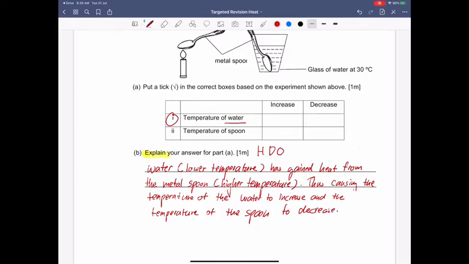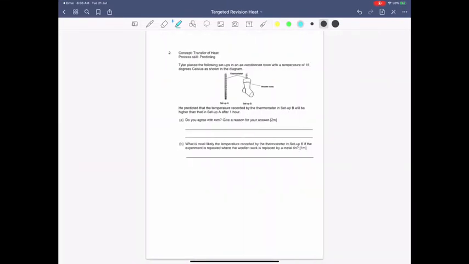So let me just highlight it for you so you can see it clearly. The part on gain heat is the H, and then you have the direction of movement, from where to where. And last but not least, the outcome. So this is how HDO can be used. Let's move on to another question.